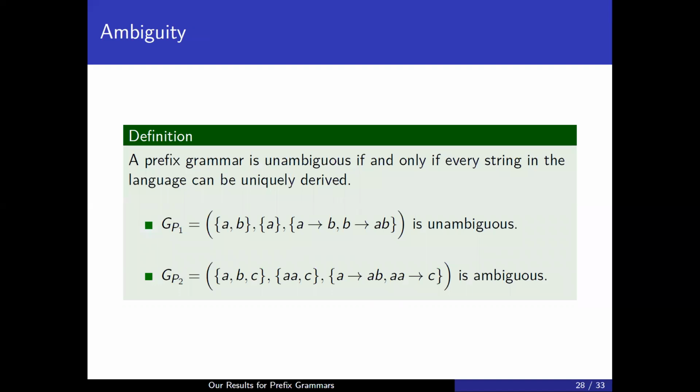Our next question is looking at ambiguity. So here we'll go ahead and define it first. A prefix grammar is unambiguous if each string is uniquely derived. Ambiguous means that we have one string derived in two different ways. So if we look at, again, this first prefix grammar, it is unambiguous. Each string only has one derivation. And then in this second one, C is a base string, and we can also produce C by starting with the base string AA and applying this rule. So we can have C in two different ways.